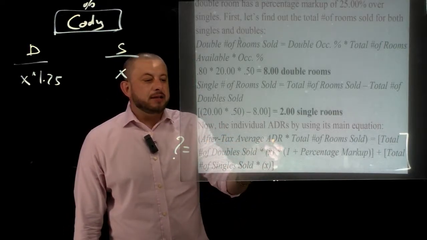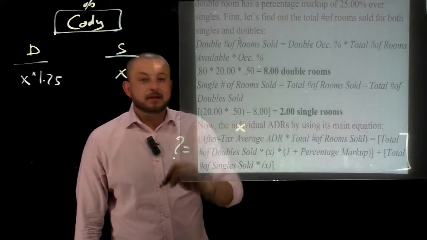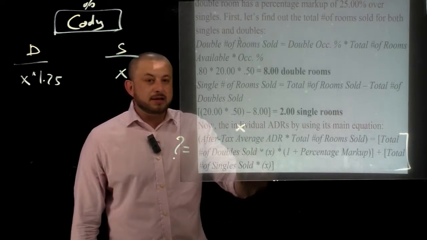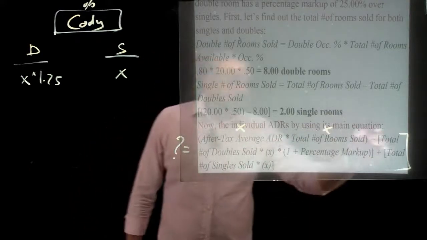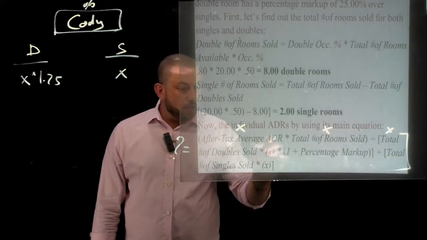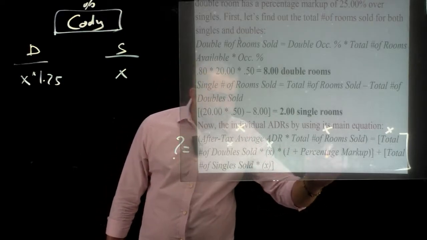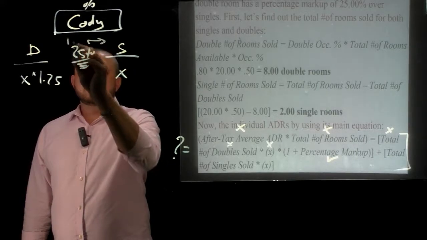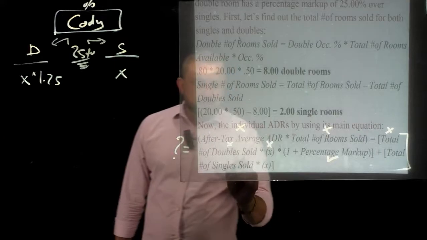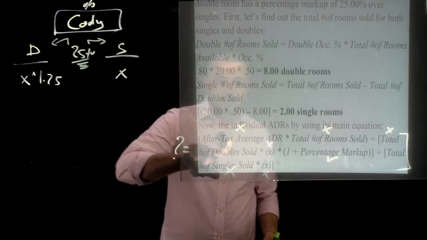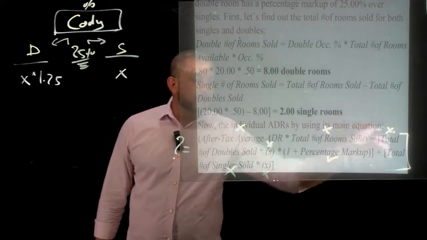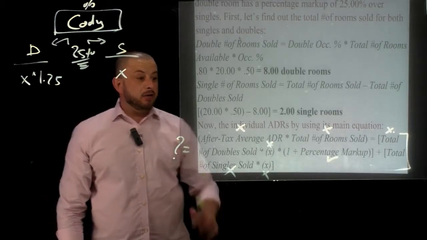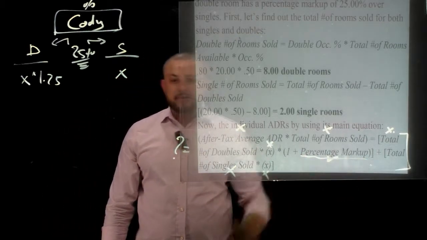Do I know after-tax average ADR? I don't. Enough ingredients are given for me to find out this guy. Also this guy, I don't know this guy. I don't know total number of doubles sold either. I don't know what X is. One is just one. Only thing I know is the percentage markup, which is 25% difference. Plus total number of singles sold. I don't know this. The same X with the same X. Okay? So I have 1, 2, 3, 4, 5, 6, and 7 unknowns. The 7th unknown is the final solution anyways. Okay, guys? So I have 7 unknowns over here. I only know this guy, 25%.